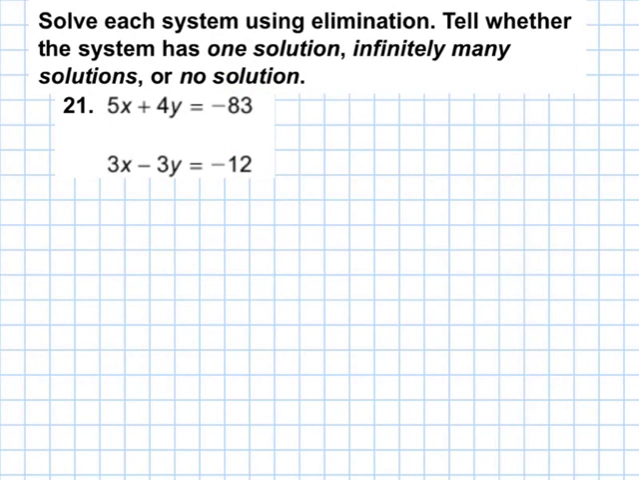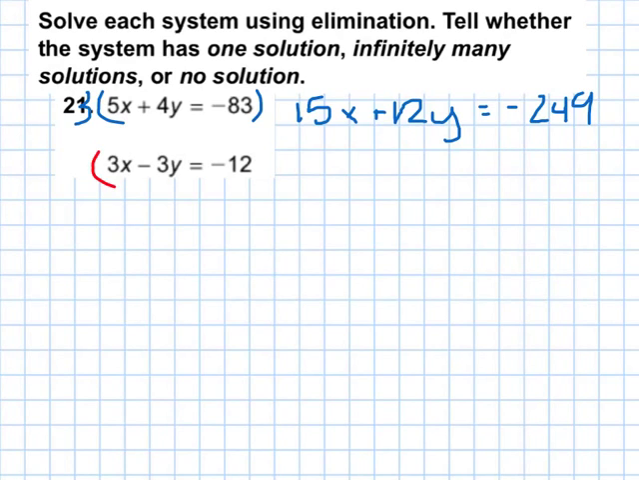Now again, we're going to use elimination. We want to try something easy. I look for one that's positive and one that's negative. Here, this will be times 3. 3 times 5 is 15x. 3 times 4y is 12y. 3 times negative 83 is going to be a negative 249.